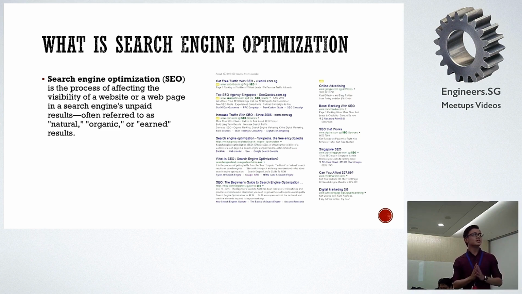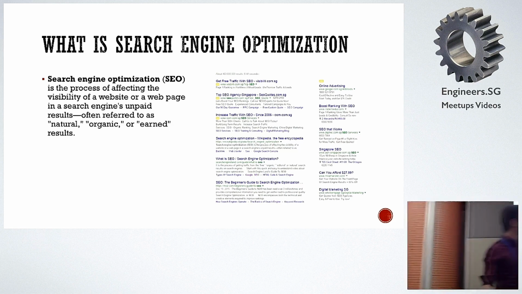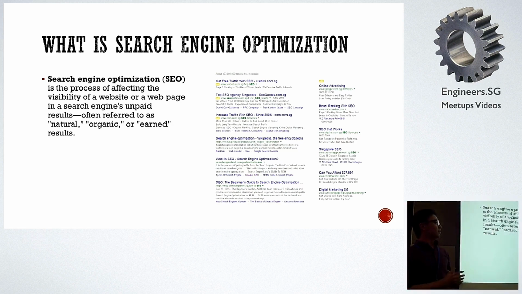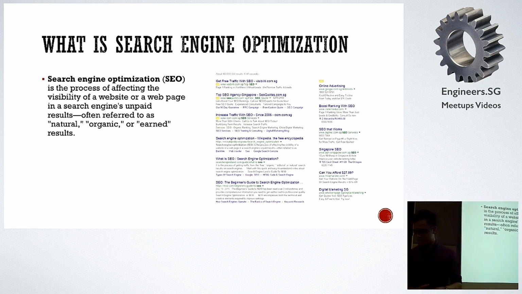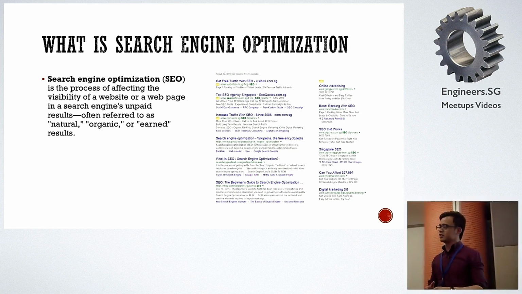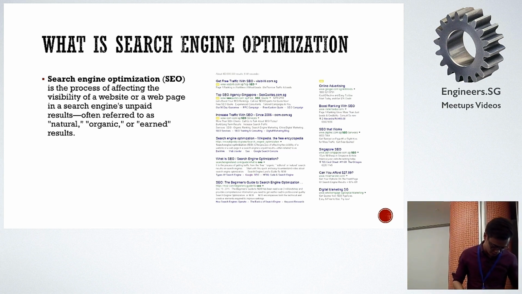Basically, the textbook answer is the process of making yourself more visible on search engine unpaid results. There are two main types of results that you can find yourself on. You can pay, so your PPC, or search engine marketing, which is all your yellow color ads, versus ranking for organic results.